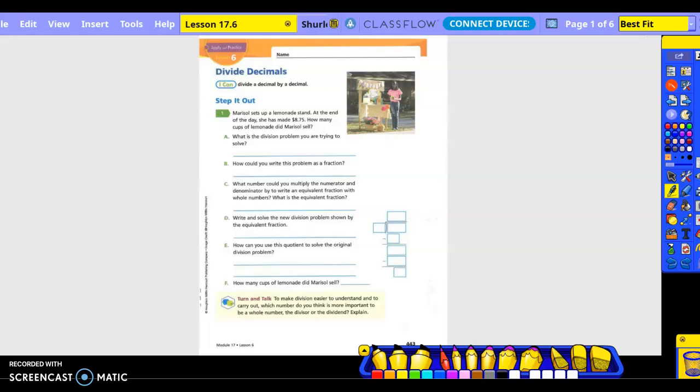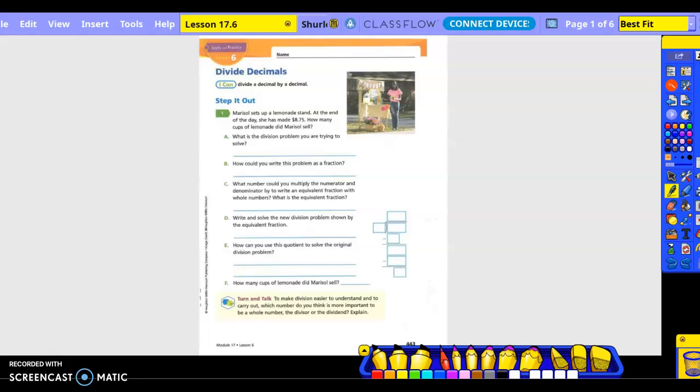Fifth grade math, lesson 17.6, divide decimals. I can divide a decimal by a decimal. Step it out. Marisol sets up a lemonade stand. At the end of the day, she makes $8.75. About how many cups of lemonade did Marisol sell? So what is the division problem you are trying to find?